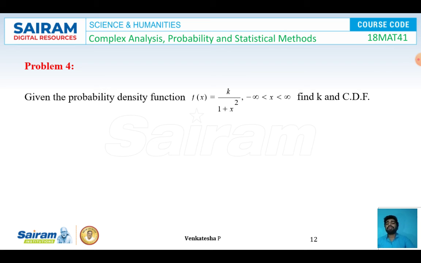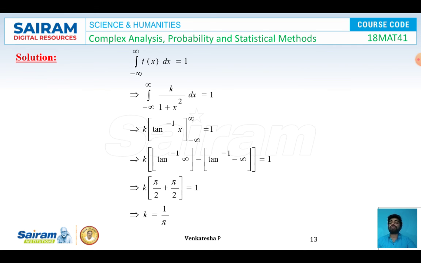Problem number 4. Given the probability density function, or PDF, f(x) = k/(1 + x^2), with the range of x from minus infinity to infinity. Find the value of k and find the CDF. First we'll find the value of k. To find it, I'm going to use the formula that the integral from minus infinity to plus infinity of f(x) dx is equal to 1.